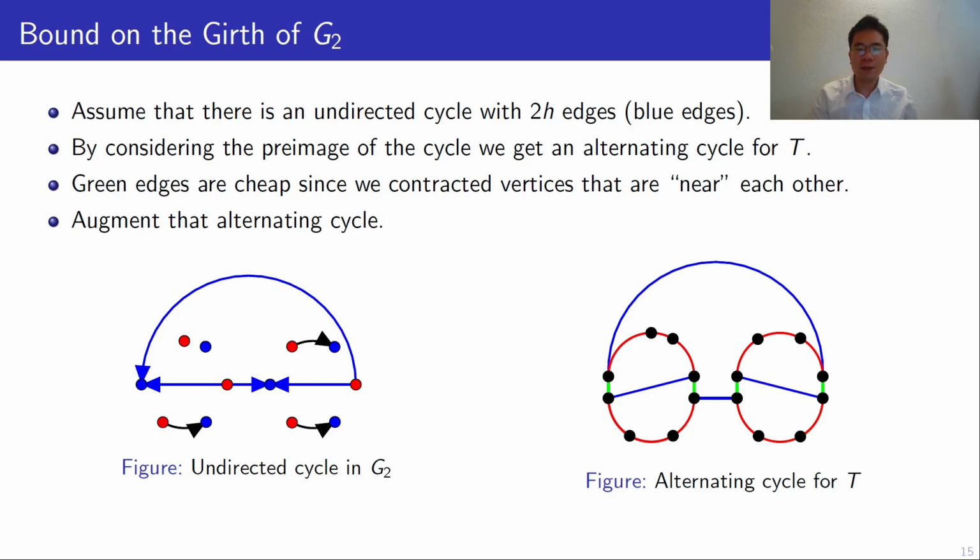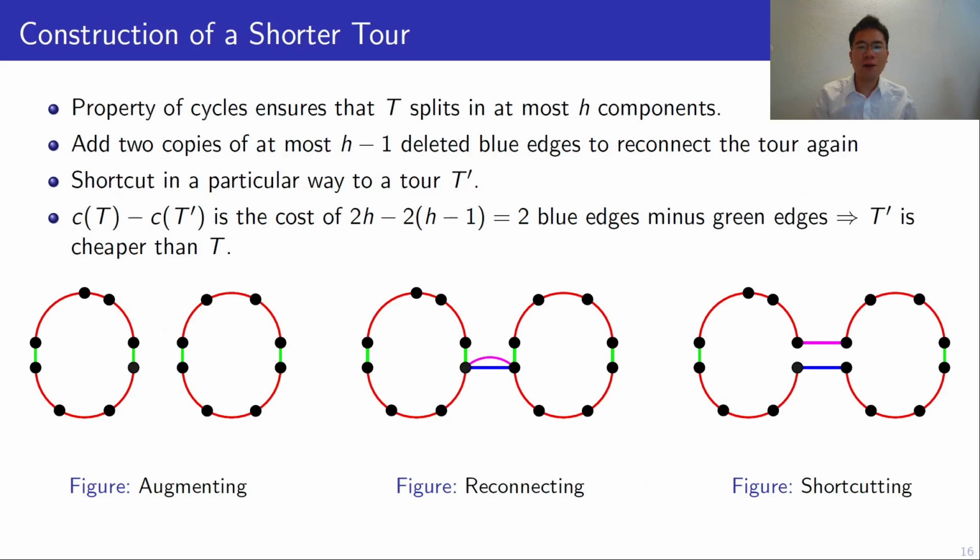Now we can augment that alternating cycle. That means that we remove the blue edges and add the green edges to get a union of cycles. We get a union of cycles because the degree at every vertex is still 2, since we either did not change the degree or added a green edge and removed a blue edge. So after the augmenting step, we get the union of cycles shown in the left figure.